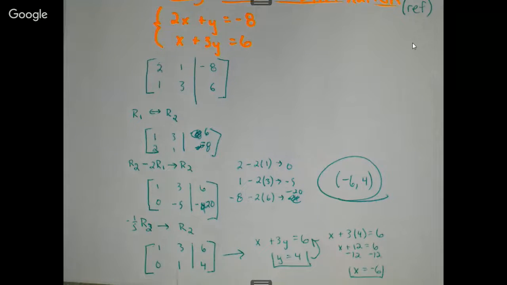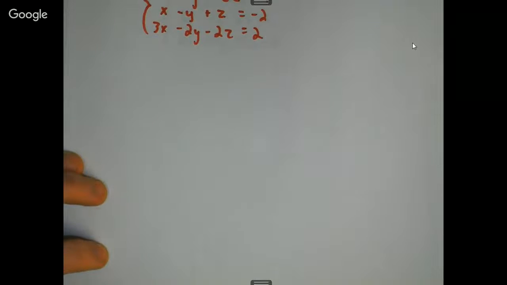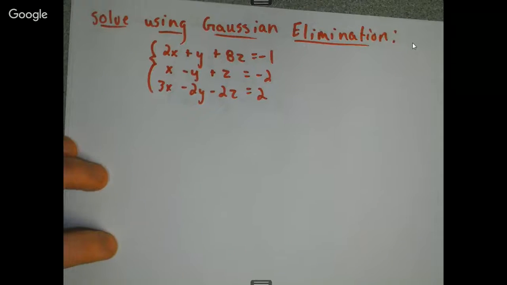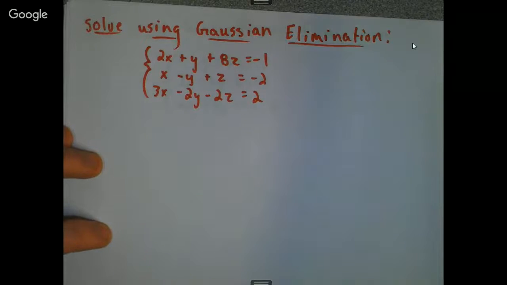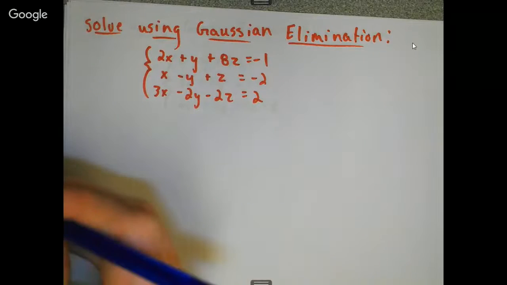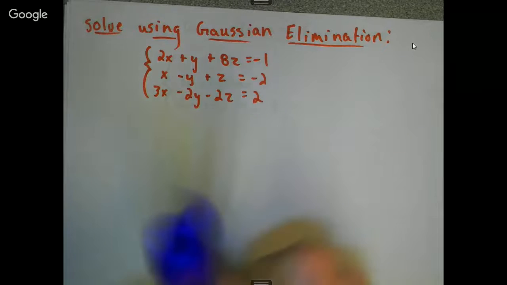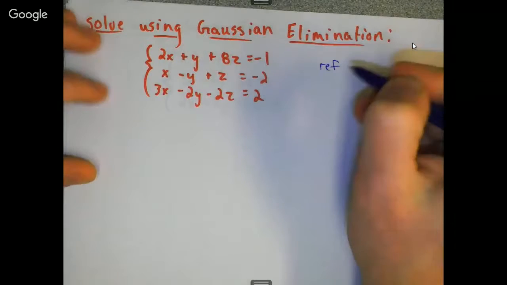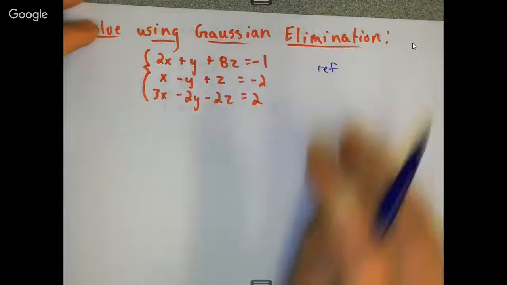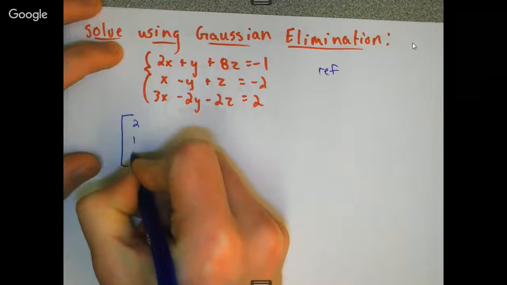Okay, so these can be a little tricky. Just have to be really, really organized. All right, let's try another one here. So still Gaussian elimination. So we want it in REF, so we can do back substitution. Okay, so the first thing is an augmented matrix.